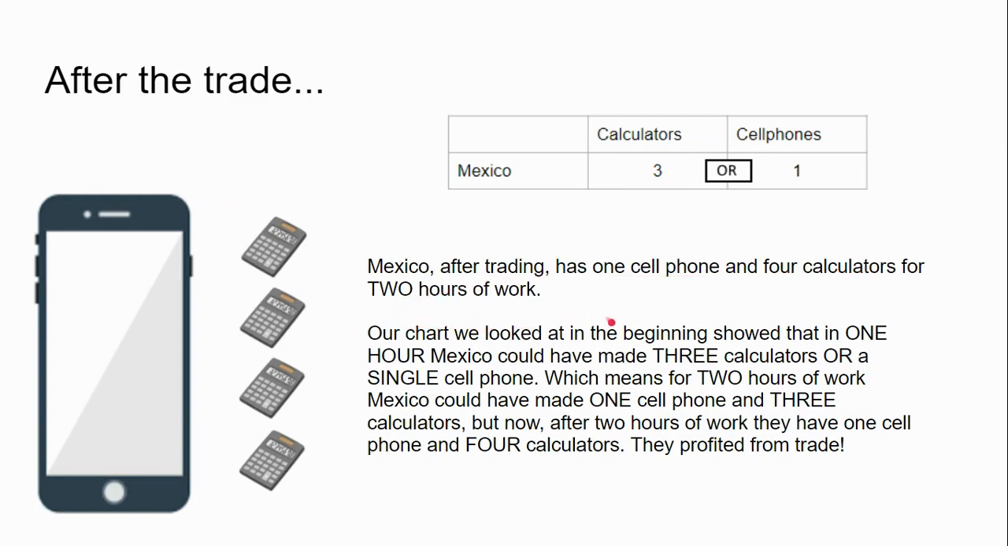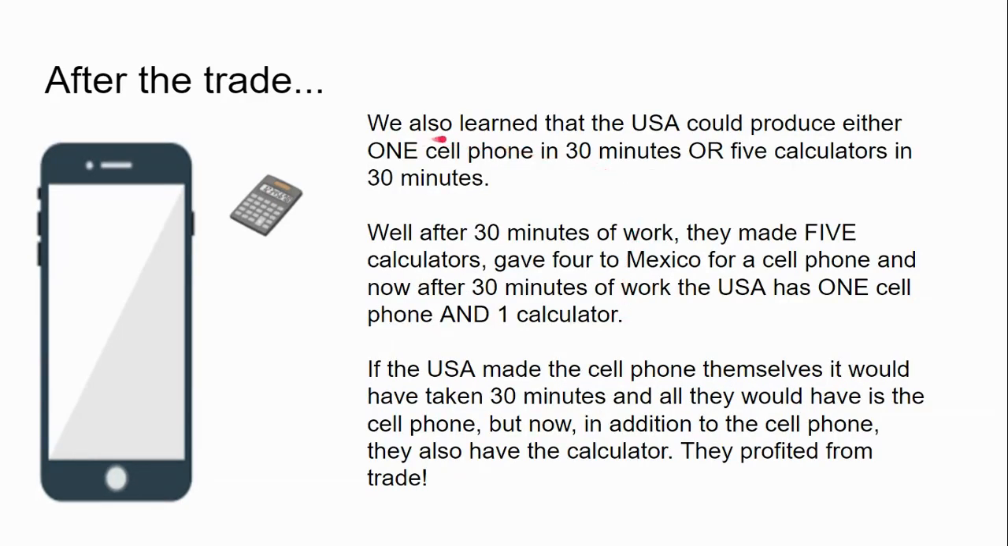Our chart we looked at in the beginning showed that in 1 hour, Mexico could have made 3 calculators or a single cell phone, which means for 2 hours of work, Mexico could have made 1 cell phone and 3 calculators. 1 hour, the second hour. But now, after 2 hours of work, they have 1 cell phone and 4 calculators. They profited from trade. And then the USA. We also learned that the USA could either produce 1 cell phone in 30 minutes or 5 calculators in 30 minutes. Well, after 30 minutes of work, they made 5 calculators, gave 4 to Mexico for a cell phone.